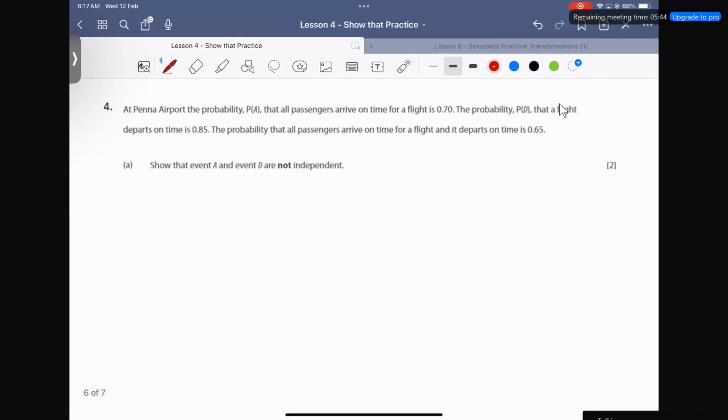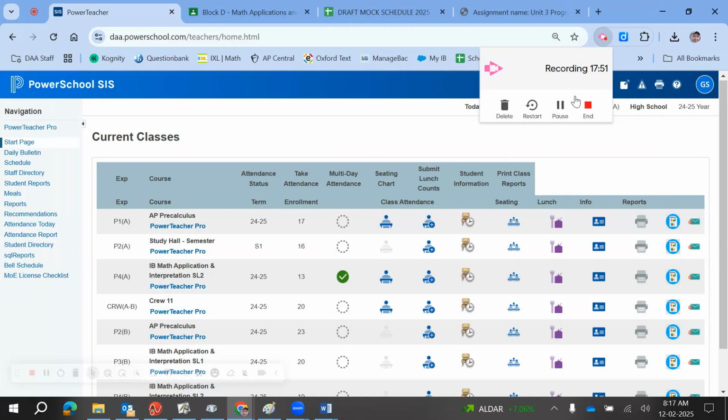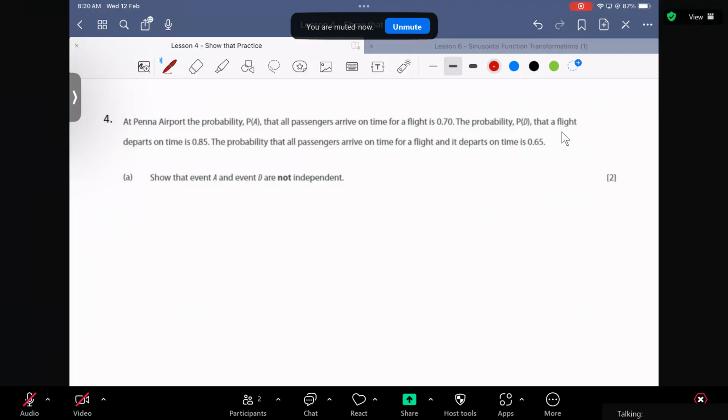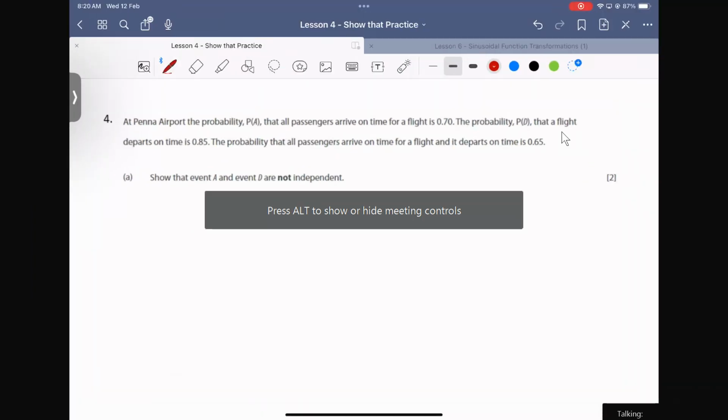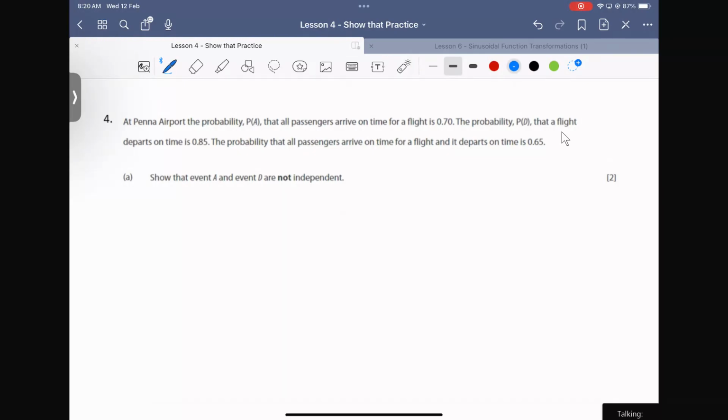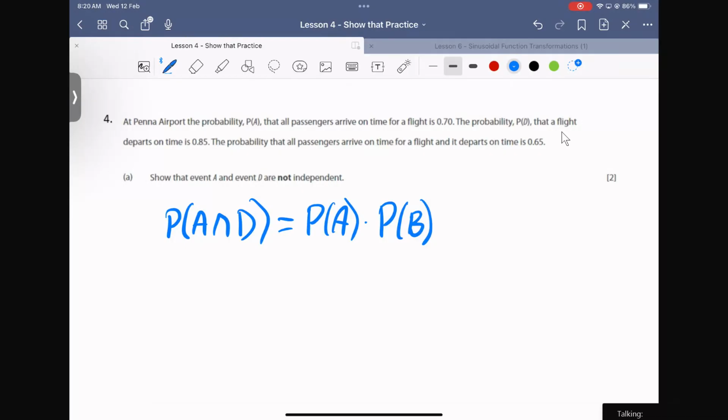From probability, topic 6. So we need the test for independence from the formula sheet. The test for independence is that the probability of A intersection, and it's using D instead of B here, is equal to the probability of A times the probability of B. This is from the formula sheet.